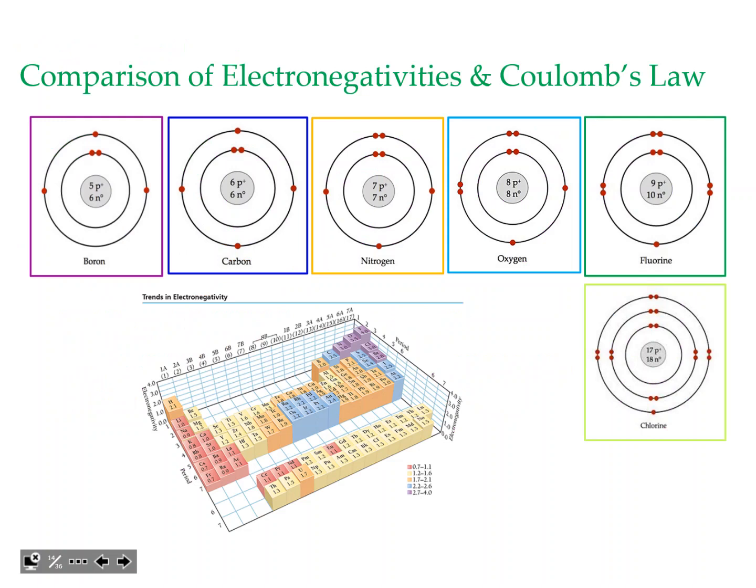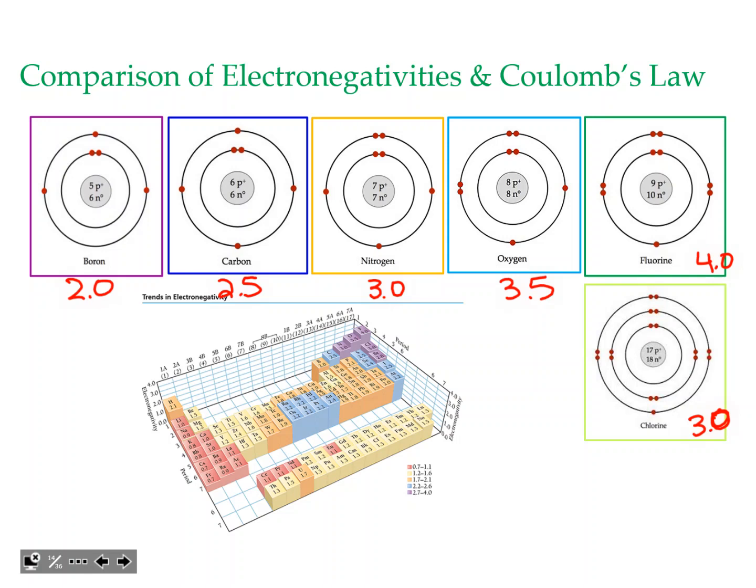All right, so comparison of electronegativities and Coulomb's law. As you can see here, looking at boron, boron's electronegativity value is 2.0. And carbon's is 2.5. I'm just writing it out here because it's kind of hard to see. Nitrogen is 3.0. Oxygen 3.5. And fluorine is 4.0. Chlorine is 3.5. No, 3.0, sorry. Chlorine's 3.0, I think. All right, so that'll give us a little bit of data here to look at and compare.